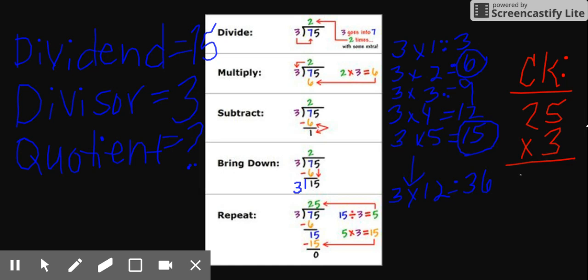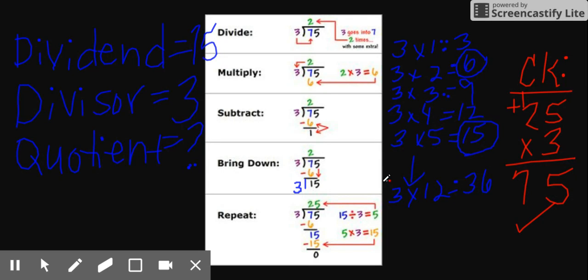So I'm going to multiply. 3 times 5 is 15. I write down my 5, carry my 1 on top of my 2. And then I'm going to multiply 3 times 2 is 6 plus 1 is 7, and that is the same answer as my dividend, so I know my problem is correct.